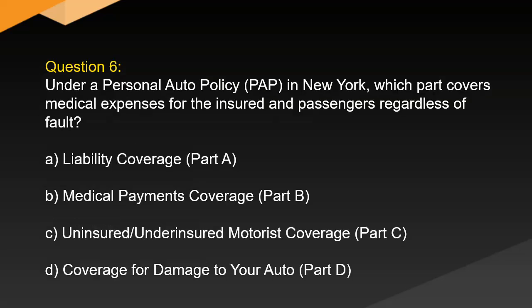Question 6. Under a personal auto policy, PAP, in New York, which part covers medical expenses for the insured and passengers regardless of fault? A. Liability coverage, Part A. B. Medical payments coverage, Part B. C. Uninsured underinsured motorist coverage, Part C. D. Coverage for damage to your auto, Part D.